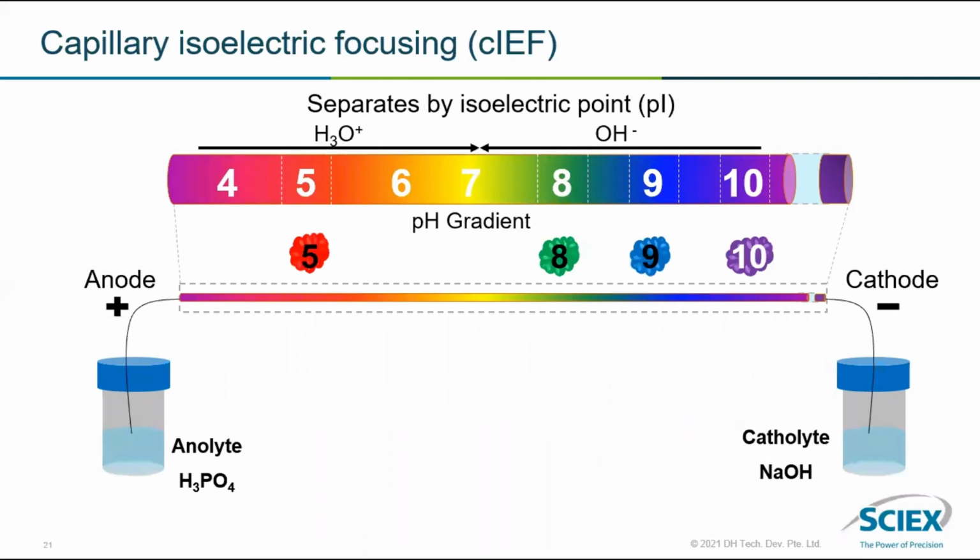And then we apply the voltage. When we apply the voltage, the pH gradient will form inside the capillary, and the separation will happen based on isoelectric point. For this application, we use phosphoric acid as anolyte and sodium hydroxide as catholyte.